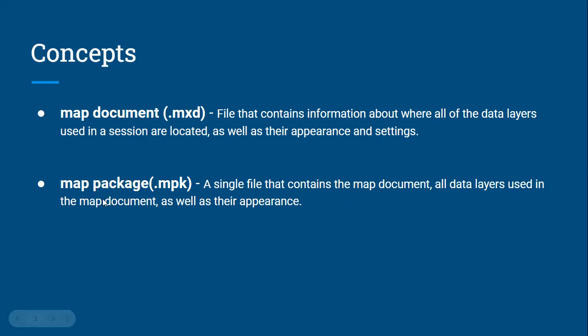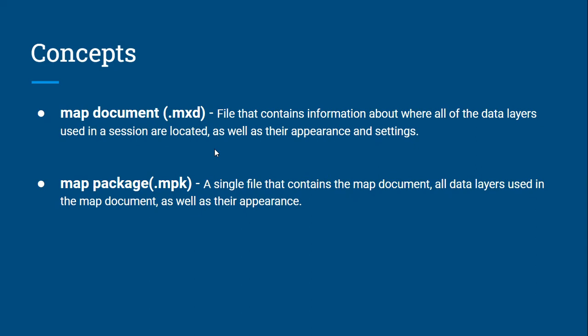The first one is about a map document. The extension is .mxd. This is a file that contains information about where all of the data layers used in a session are located, as well as their appearance and settings. So when you do a project in ArcMap and you want to save your project for later, you can save it as a map document.